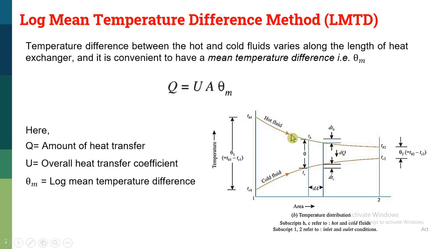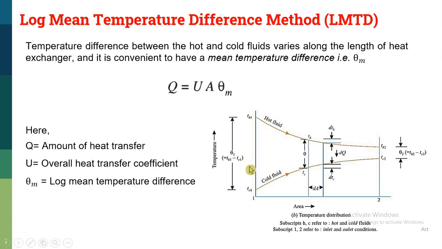So to determine the value of temperature at any location of the hot as well as cold fluid, we can use this method. In this method, an equation is derived known as Q is equal to UA theta m, where Q is the amount of heat transferred from the hot fluid to the cold fluid. U is known as the overall heat transfer coefficient, a factor we have already discussed in the previous session. And theta m is known as the log mean temperature difference. So in this method we are going to determine the value of this theta m.